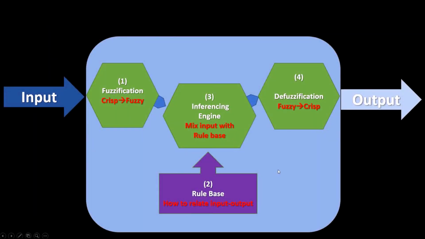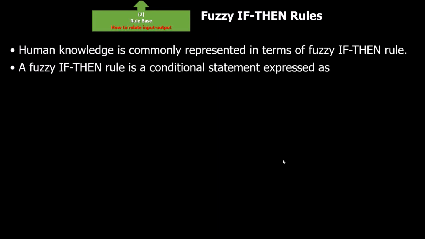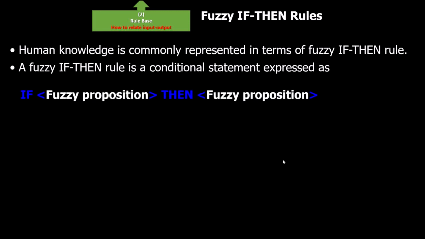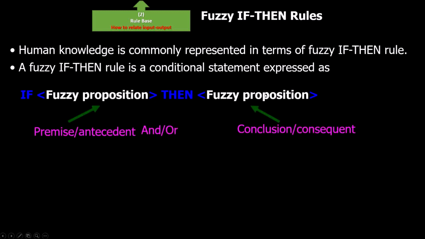So that is the first part, which is the fuzzification. The next part is the rule base, how you are able to relate input and output. As I have mentioned previously, in a simple way we will use the fuzzy if-then rules. The if-then rule is a conditional statement which states that if some fuzzy proposition here, then you have some fuzzy proposition at the output layer. In general, after the if statement we call that the antecedent, and after then we call that the consequent.